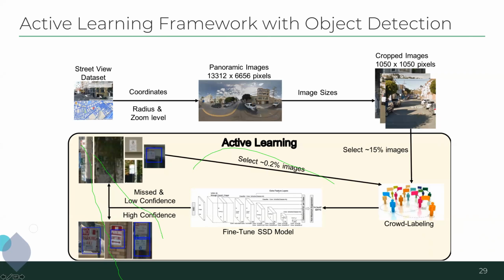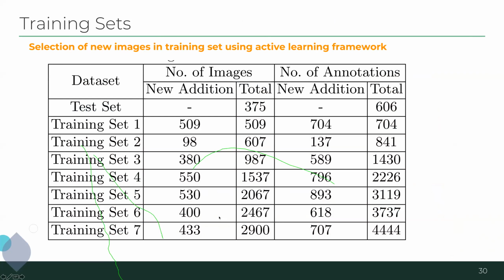From that, again go for active learning with 0.2% of images, labeling, and again training the model. So here's the number of the data in the different training sets over the period of time that we found. On the second column, number of images, and the last column is the number of annotations. The first one, addition of new images, and then total number of images, and the addition of new annotations for the parking spot, and the total number of parking spots in that data set.